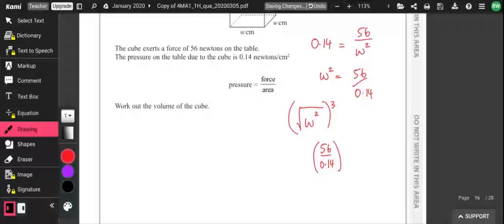That's the same as raising it to the power of 3 over 2. So we do 400 to the power of 3 over 2, and that gives us W cubed is equal to 8,000 centimeters cubed.